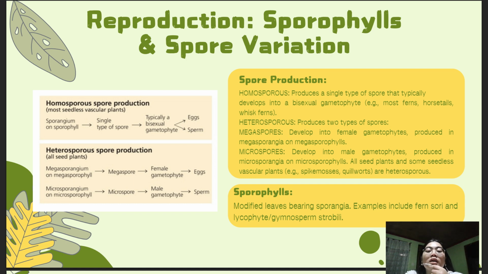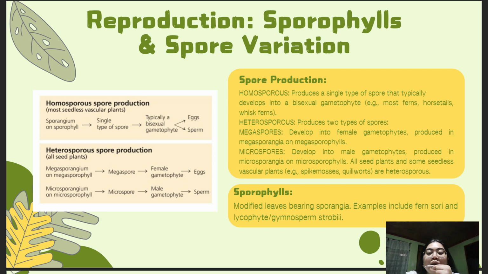We will now be talking about the reproduction of seedless vascular plants. Seedless vascular plants reproduce using spores. Specialized leaves called sporophylls bear sporangia, and there are two types of spore production. Homosporous plants produce one type of spore, while heterosporous plants produce two types, which are the megaspores and the microspores.